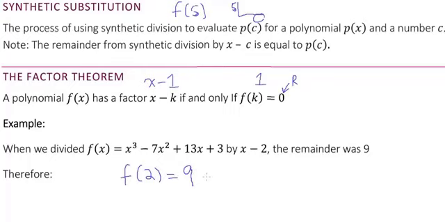Now think of all the other consequences of this. Since the remainder was not 0, that means that x minus 2 is not a factor. And since I substituted in 2 and it came out 9, not 0, that means that 2 is not a 0. So you want to get used to that. If x minus 2 is not a factor, then 2 is not a 0. If x plus 5 is not a factor, then negative 5 is not a 0. If x minus 7 is a factor, then positive 7 is a 0, and so on and so forth.